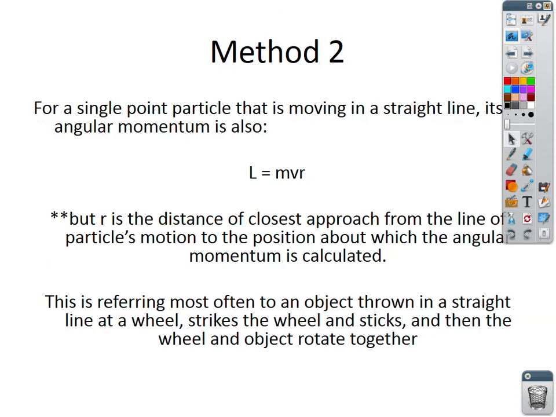Situation 2, method 2. For a single point particle that's moving in a straight line, its angular momentum is also L equals mvr. This one is probably the most confusing initially, but one of the most common examples used on the AP test. What we're looking at here, and I have an example with this a little bit later too, is you have some object approaching another one, and when it hits this object, it'll make them swing, or rotate. So it's not the fact that the object is spinning in midair, okay?